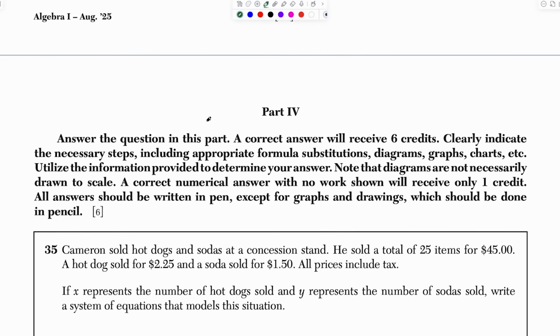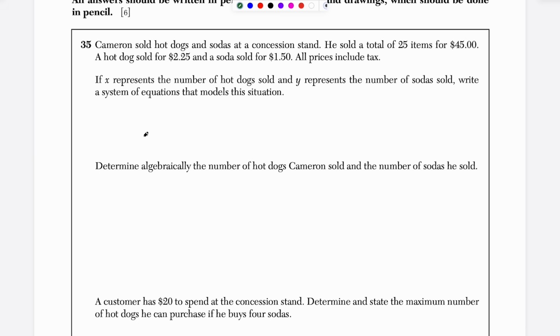So now we're moving on to part 4, the final boss. This one question is worth 6 credits. Question 35: Cameron sold hot dogs and sodas at a concession stand. He sold a total of 25 items for $45. A hot dog sold for $2.25 and a soda sold for $1.50. All prices include tax. If X represents the number of hot dogs sold and Y represents the number of sodas sold, write a system of equations that models this situation.